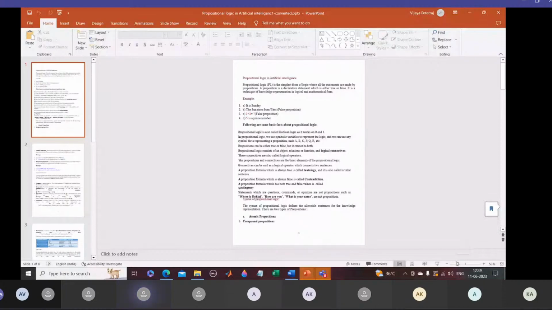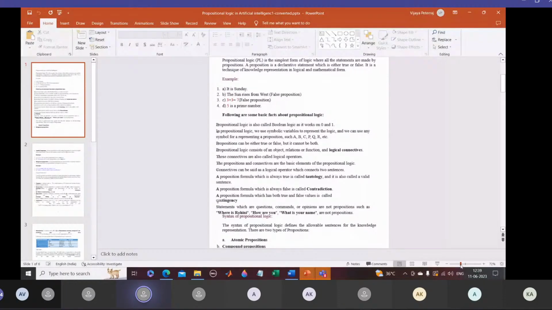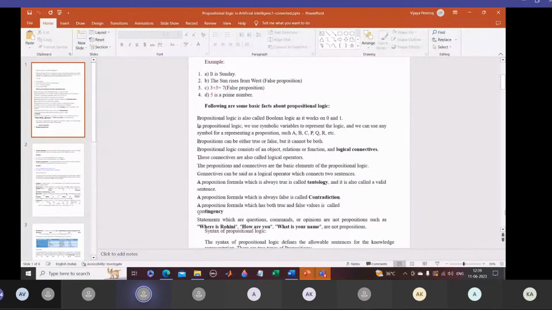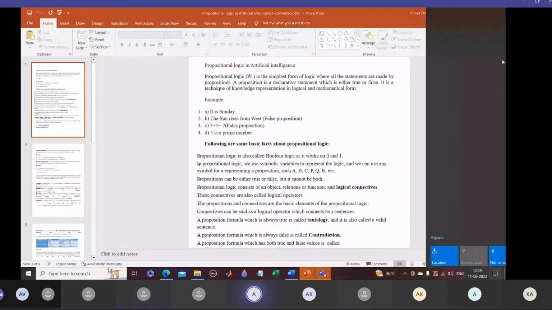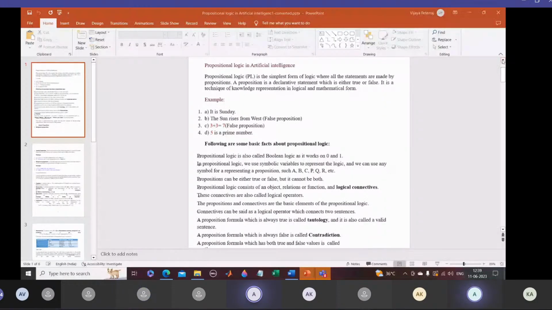A static environment is easy to deal with because the agent doesn't need to keep looking at the world continuously. It is predefined. In a dynamic environment, the agent needs to keep looking at the world at each action, as it keeps changing. So taxi driving is an example of dynamic, but crossword puzzles are an example of static.